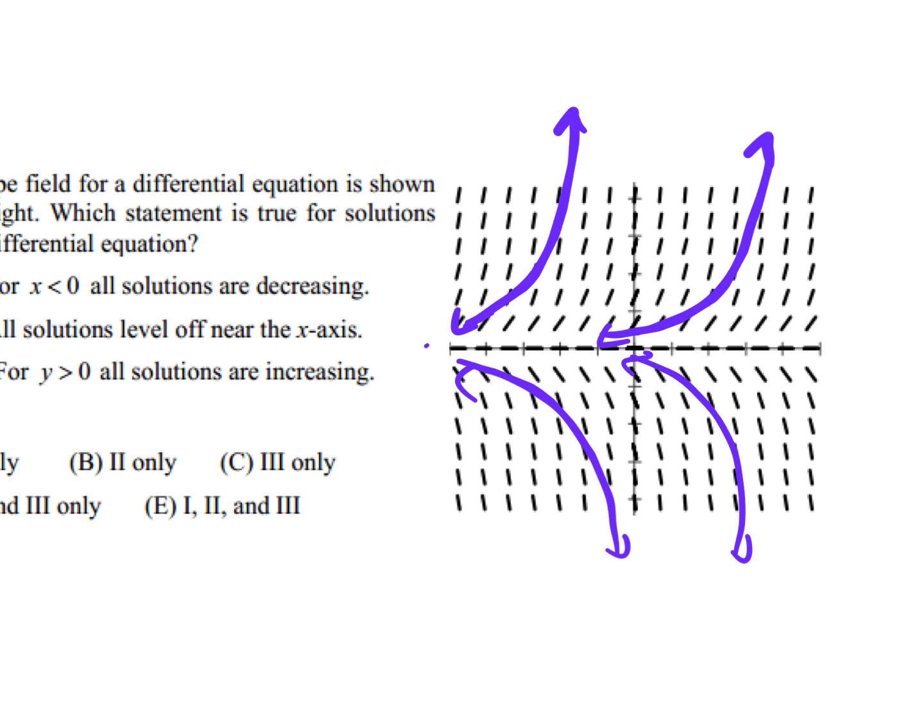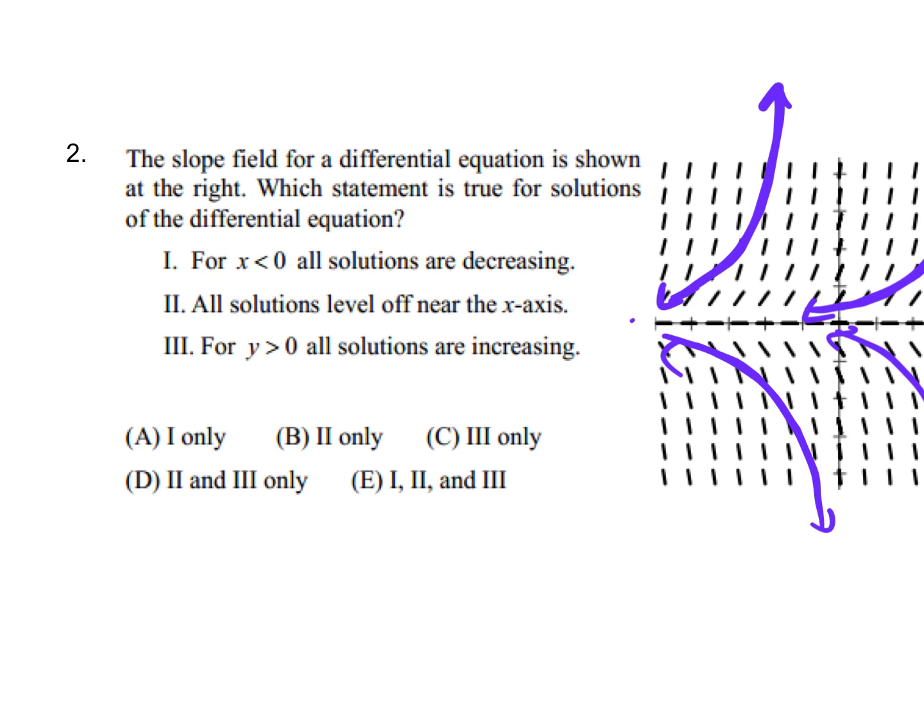So let's look at our choices, because these are great multiple choice questions where it's 1 only, 2 only, 3 only, you know, all those. For x is less than 0, all solutions are decreasing. False. X is less than 0. Okay, so yeah, false, because that's your x. Y being less than 0, sure, not x.